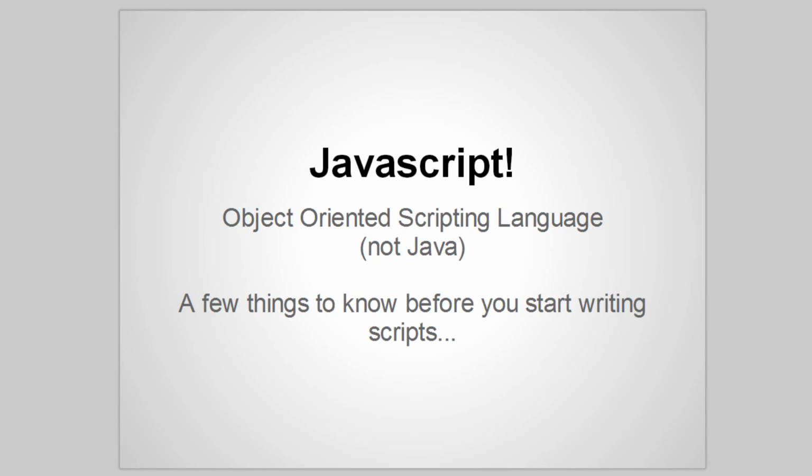But until then, let's go for JavaScript. Alright, so what is JavaScript? JavaScript is an object-oriented scripting language. It's not Java. So if you've worked with Java or have seen Java, JavaScript is not Java. Make that clear right now. Don't forget that. Here's a few things you should know before you start writing scripts.